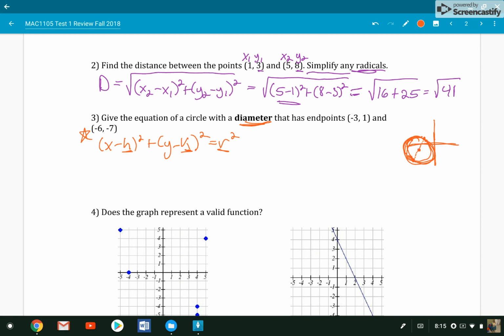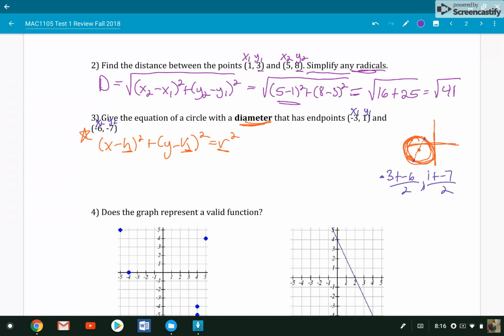So I need to first off find, well, what's the center? What's the h, k here? The center is found by using the midpoint formula. So if I can find what's right in the middle of these two endpoints of the diameter, then I can find the center. So to find the midpoint, you add your x's and divide by 2. So if you think about this as x1 and y1 and x2 and y2, what you'll do is you'll take -3 plus -6, divide that by 2. That'll give you the x coordinate of the midpoint, and then take 1 plus -7, divide that by 2. That'll give you the y coordinate of the midpoint.